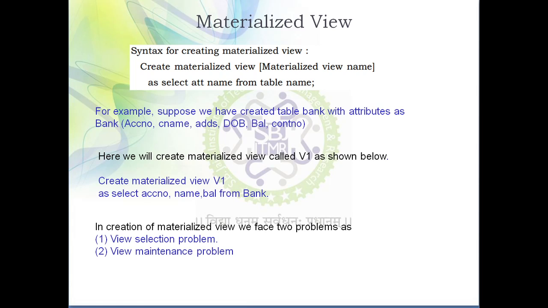Then the maintenance cost of a view is less. The cost of maintenance is more in a materialized view. Why? Because of the view maintenance problem: any updation in the original table has to be reflected in the materialized view. So a materialized view requires space, while a view does not require any space. A materialized view is costly, but a view is not costly. These are a few differences you should know about views and materialized views.